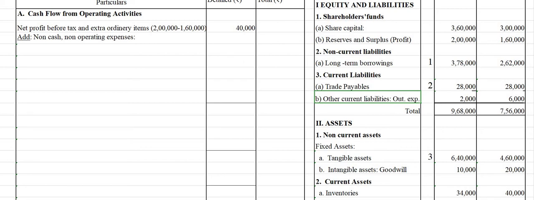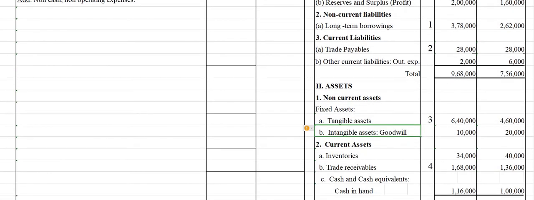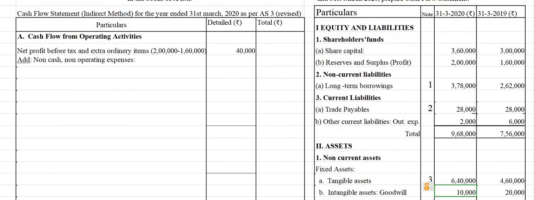Then fixed assets, tangible. Tangible fixed assets here is a note, which means there may be more than one asset, so we have to prepare that. And the intangible asset directly given is goodwill. See, the second amount column belongs to last year, 2019. In 2019 it was 20,000. Now it became 10,000. So what happened? Goodwill was written off. Goodwill reduced means goodwill written off.